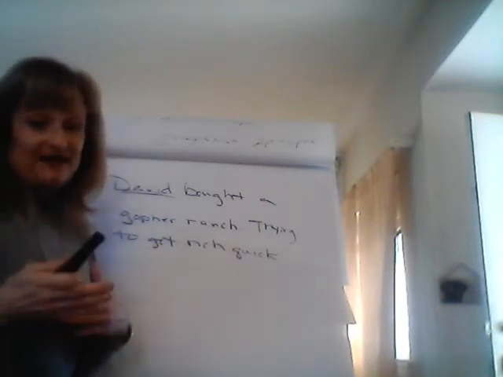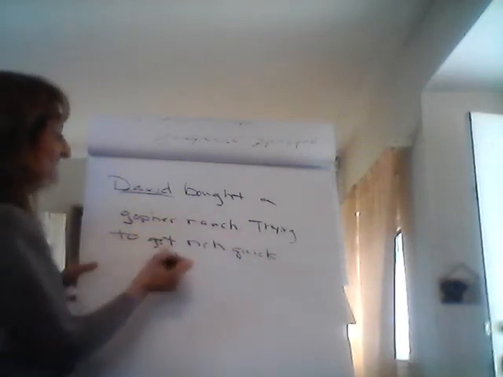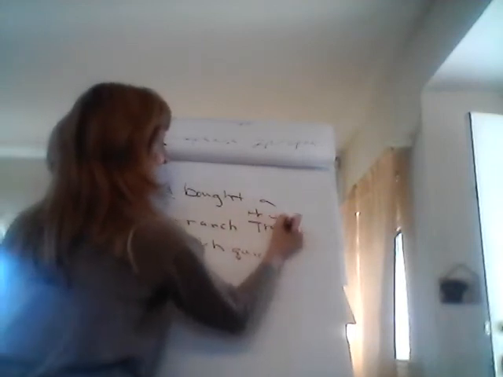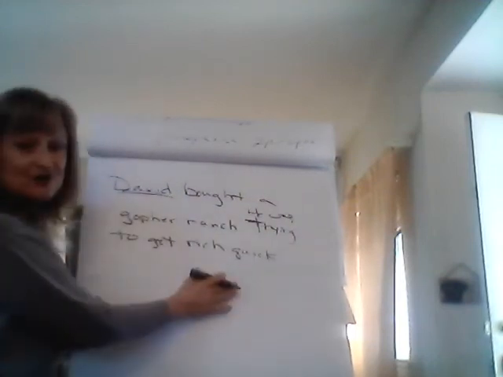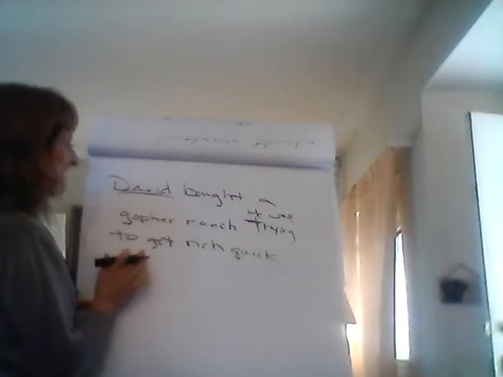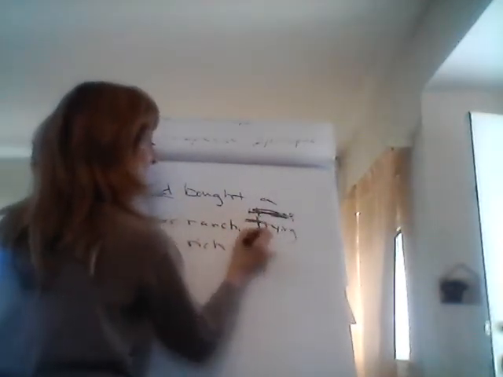They're easily fixed. You can either put the subject back in: "David bought a gopher ranch. He was trying to get rich quick." Well, now it makes more sense. We've got a subject, we've got the verb, we're okay, right? You could also say something like "David bought a gopher ranch," and then just combine them, "trying to get rich quick," right? Fine, combine them into one sentence.